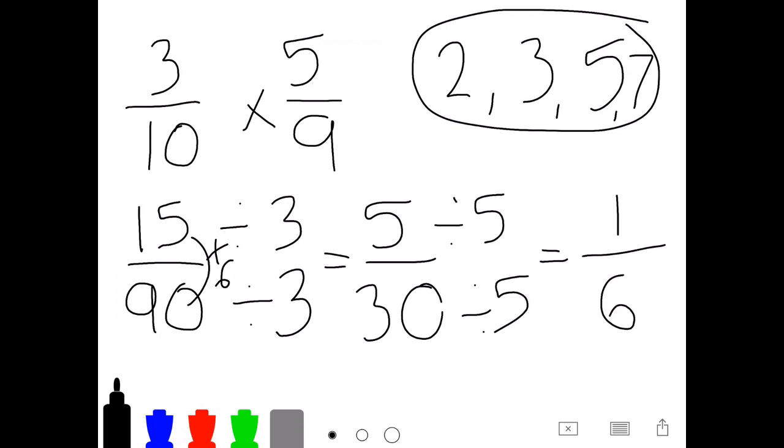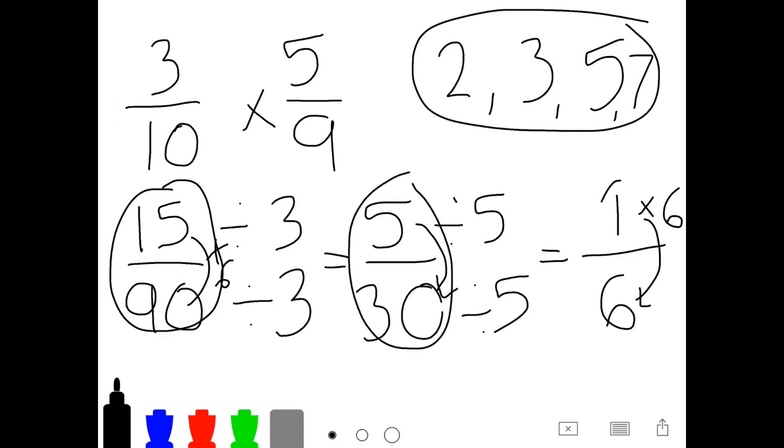Now again, take a look, folks. 1 and 6 have the same relationship. 1 times 6 equals the denominator, 6. Just like 5 times 6 equaled 30. Just like 15 times 6 equaled 90. So even though these 3 fractions look different, they are all actually the same. They have the same relationship.